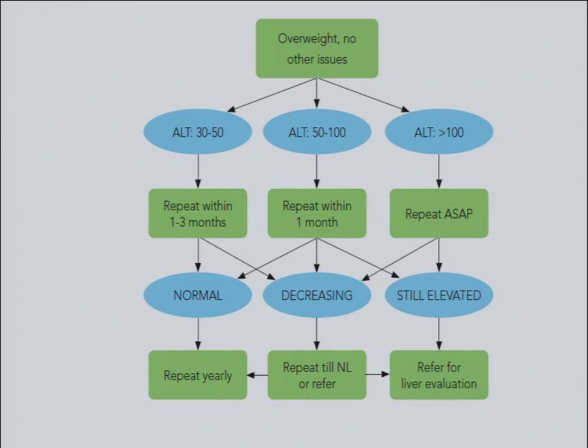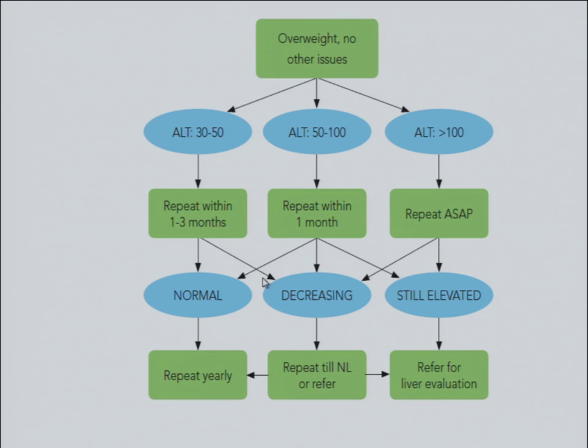So once a child has an elevated ALT, one of the questions I get a lot is, okay, what next? Do you jump into a big workup if they have an ALT of 32 or 41, or where is that cutoff to start really down that path of further workup? And so this is an example algorithm that I put together for the pediatric gastroenterologists in my community. And you can see here there's a lot of choices, but on the left-hand side, if the ALT is 30 to 50, I suggested that they repeat it within 1 to 3 months.